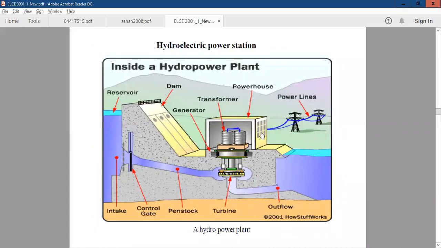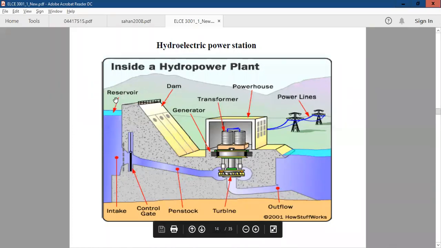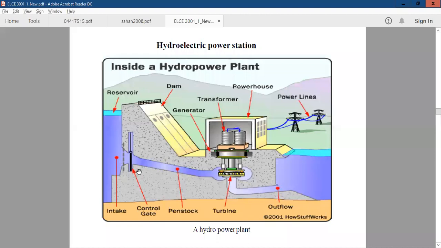Here, hydroelectric power station. What do you have to know about the hydroelectric power station? For example, the Mosul Dam. You have to know the components of the system of the power plant. The power plant consists of a reservoir, a dam, then the penstock. This is the penstock. This is the control gate. Transformer, of course, generator, and we have the transmission line. Okay.